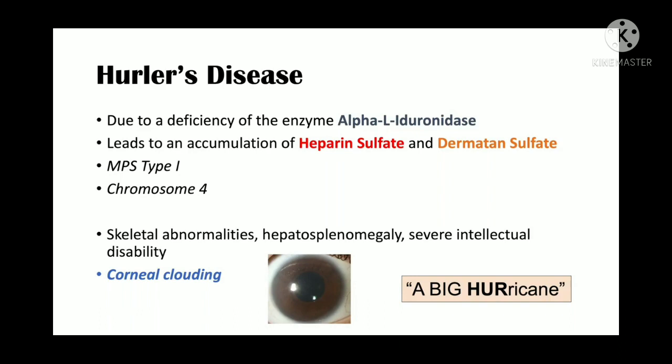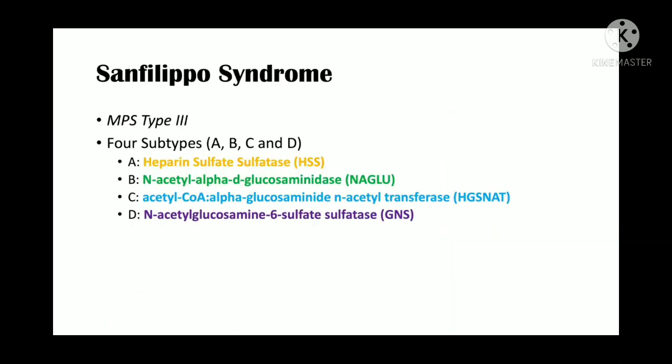Big for hepatosplenomegaly, her for Hurler's disease, and a hurricane is made out of clouds, so corneal clouding. The next condition we're looking at is Sanfilippo syndrome. Sanfilippo syndrome is another mucopolysaccharidosis, and this is actually mucopolysaccharidosis type 3.